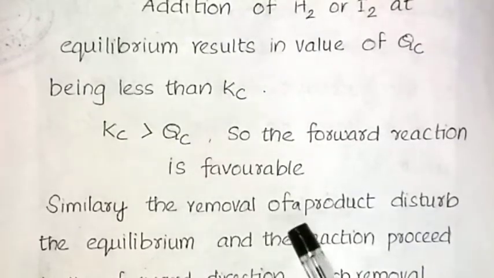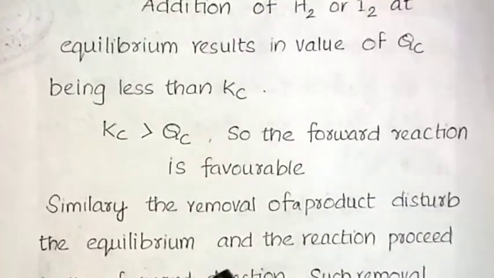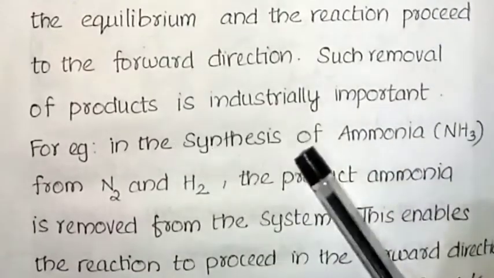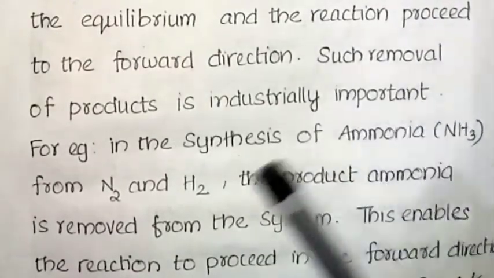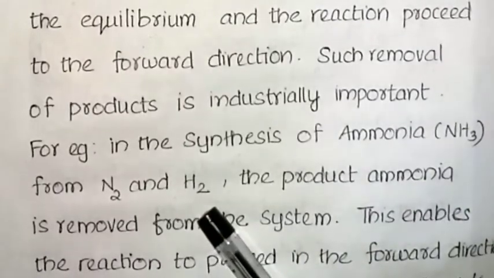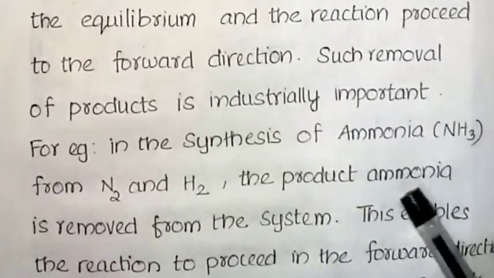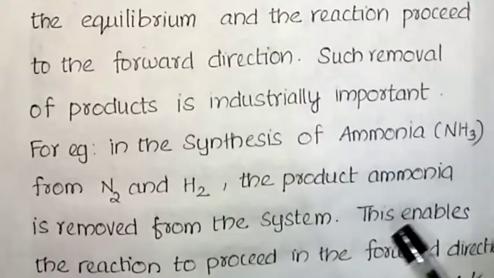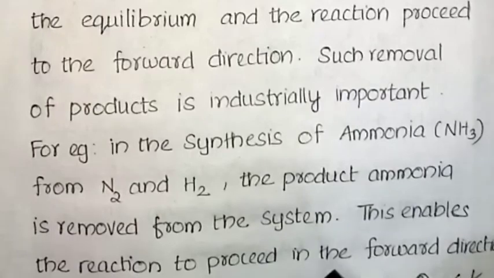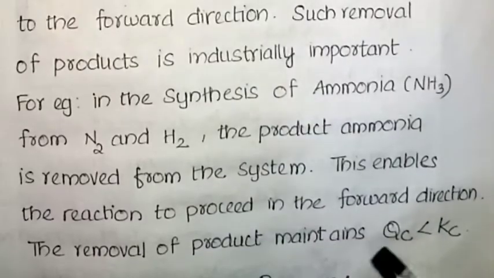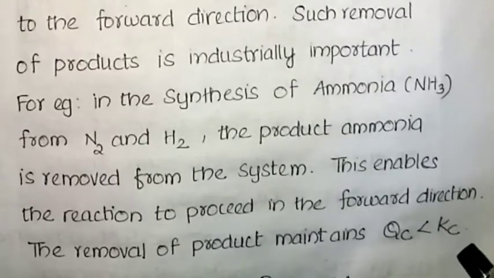Similarly, the removal of a product disturbs the equilibrium and the reaction proceeds in the forward direction. Such removal of products is industrially important. For example, in the synthesis of ammonia from nitrogen and hydrogen, the product ammonia is removed from the system. Then this enables the reaction to proceed in the forward direction. The removal of product maintains Qc less than Kc.